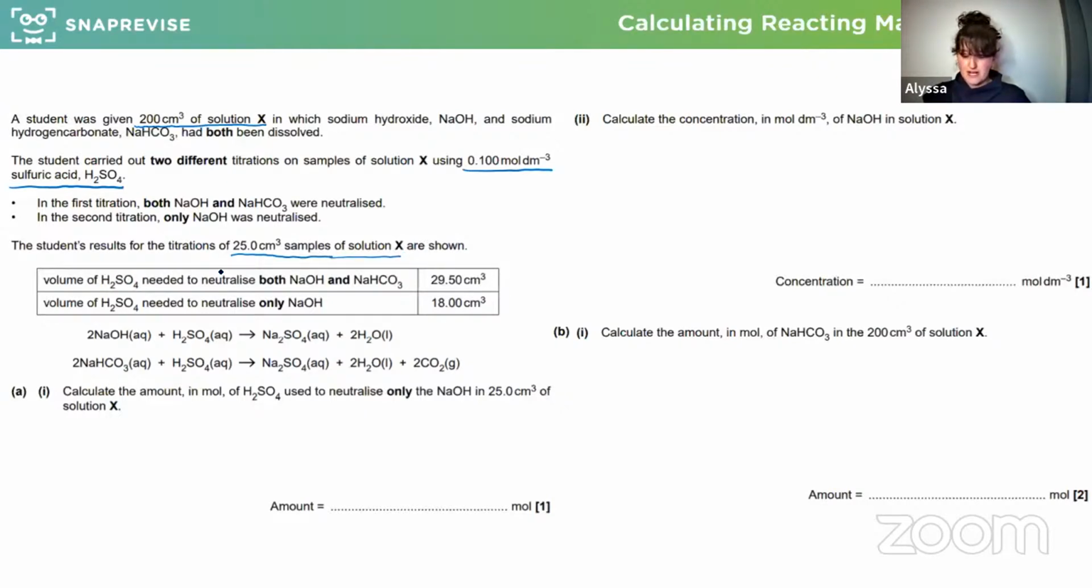The volume of sulfuric acid needed to neutralize both was 29.5 cm³. The volume of sulfuric acid needed to neutralize only sodium hydroxide was 18 cm³. Then we have 2 reacting ratios, 2 balanced equations. And question AI says, calculate the amount in moles of sulfuric acid used to neutralize only the sodium hydroxide in 25 cm³ of solution X. Feel free again to jump ahead and come up with an answer, but what are we thinking?